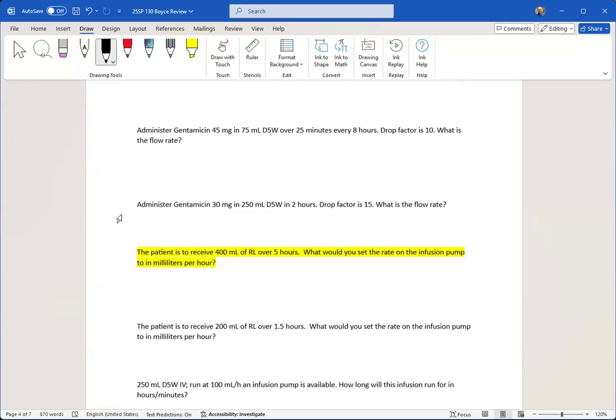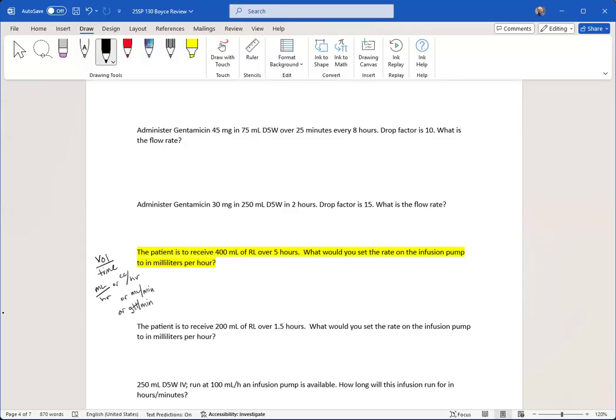With flow rates and with IVs, what we're looking for is some sort of volume over time. The volume that we typically deal with is milliliters, and the time is typically hours. You could also have cc's per hour. You could also have milliliters per minute. Later on, we'll learn drops per minute. So we have a couple different ways to evaluate flow rate.